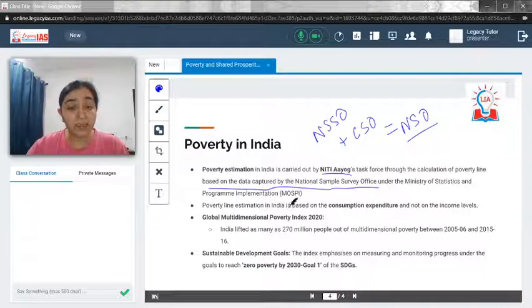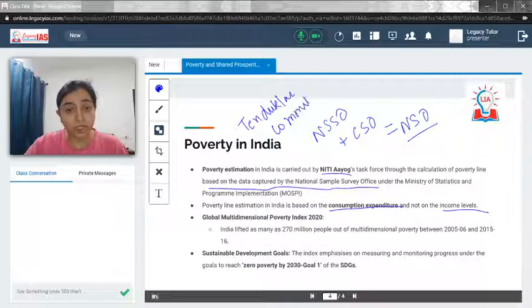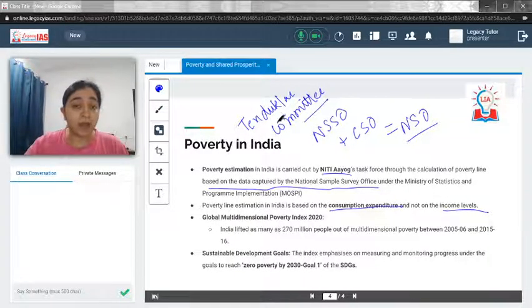Now poverty line estimation in India is based on consumption expenditure and not on income level. So basically, if you remember, the poverty line estimation which India still follows is the Tendulkar Committee recommendation. Just remember, the Tendulkar Committee recommendation is the one which India still follows for poverty estimation. After Tendulkar, the Rangarajan Committee was also formed, but its consideration has not been taken into effect right now. So right now also we follow the Tendulkar Committee recommendation, which recommended consumption based expenditure and not income level.